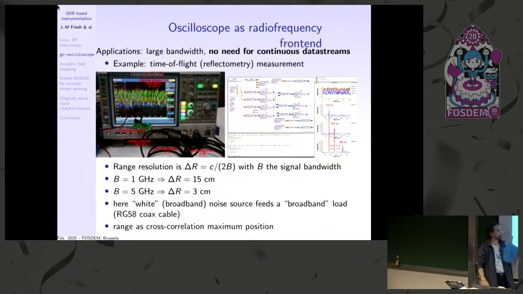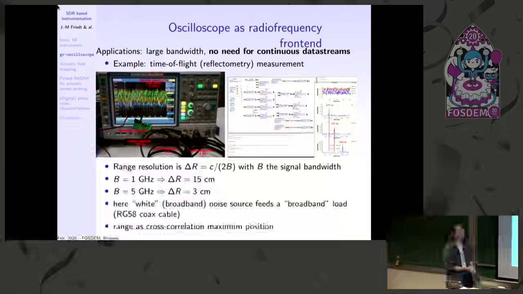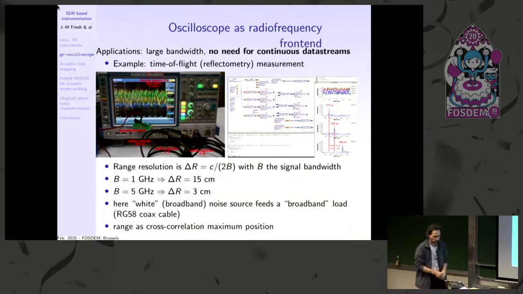Range resolution is the velocity of light in coaxial cable, 200 meters per microsecond, divided by twice the bandwidth. If we have something like a gigahertz bandwidth, we have 15 centimeter resolution. If we have 5 gigahertz bandwidth, we get 3 centimeter resolution. So that's one of the classical ways of measuring defective optical fiber or coaxial cable.